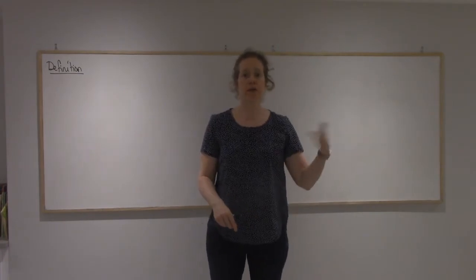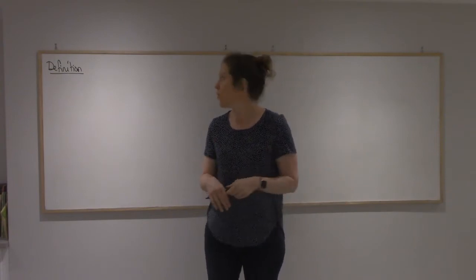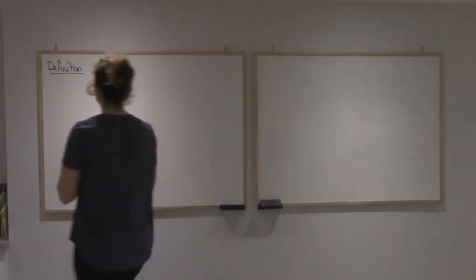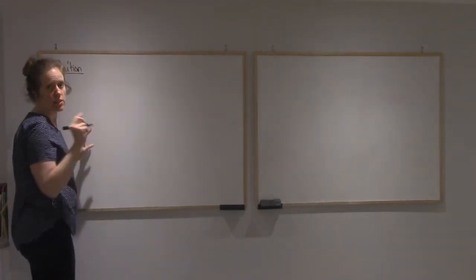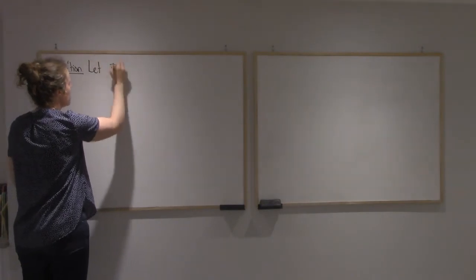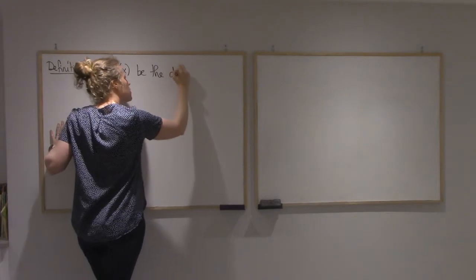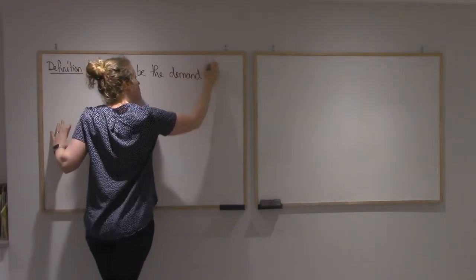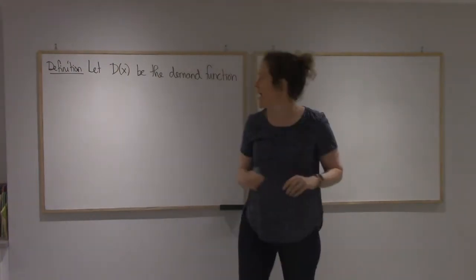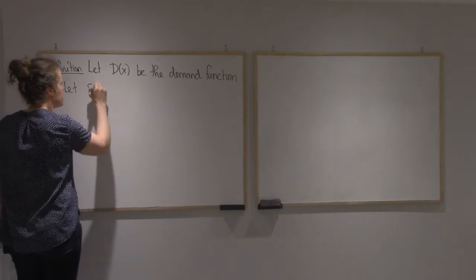In the last video, we talked about the supply function and the demand function. In this video, we'll be looking at the equilibrium point. So here I'm going to assume I'm still looking at the market for one product, and I'm going to assume that I have the demand function D of x, and I have the supply function S of x.